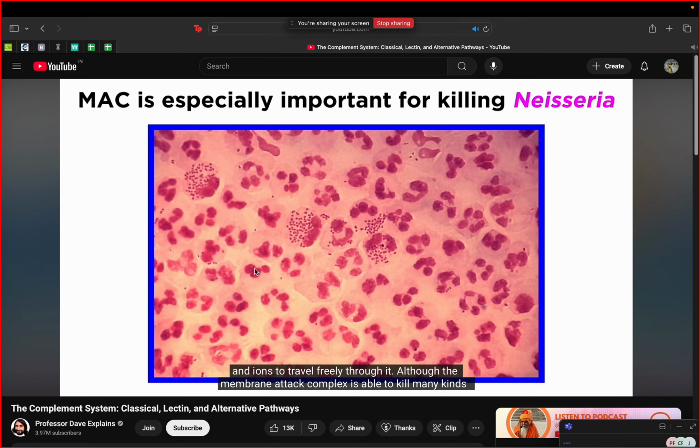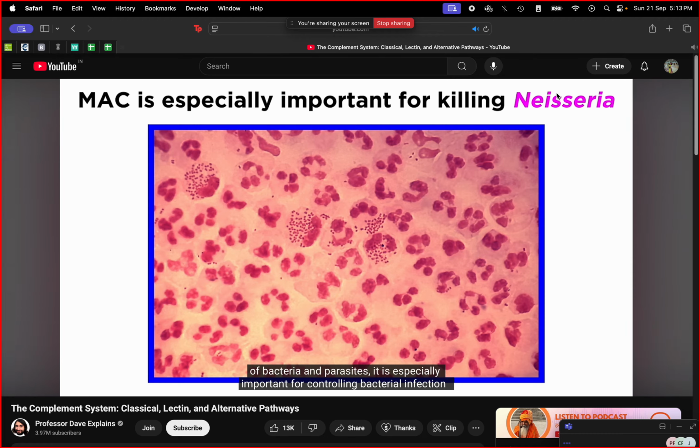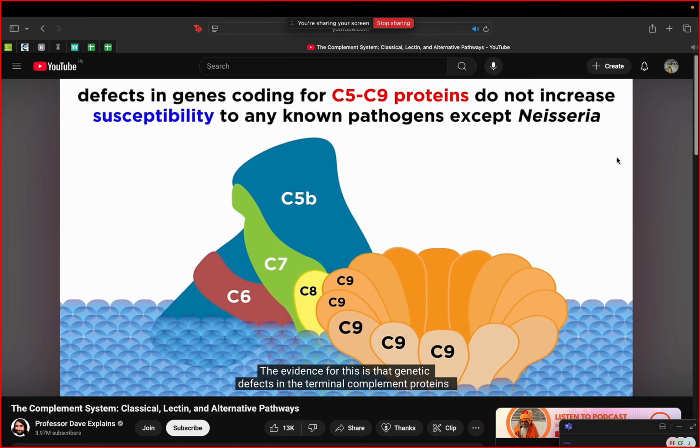Although the membrane attack complex is able to kill many kinds of bacteria and parasites, it is especially important for controlling bacterial infection with Neisseria species and may actually be dispensable for controlling other infections. The evidence for this is that genetic defects in the terminal complement proteins C5 to C9 do not result in increased susceptibility to any known pathogens except Neisseria.